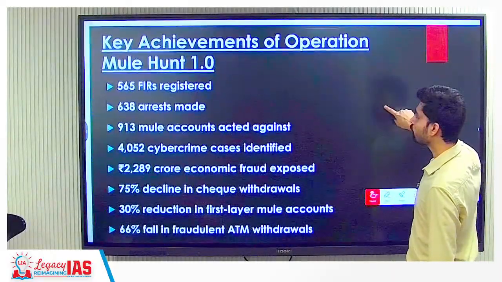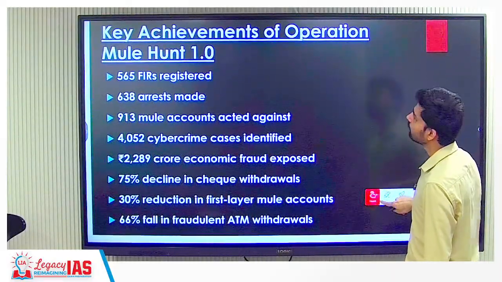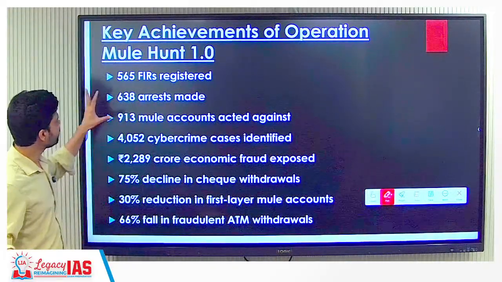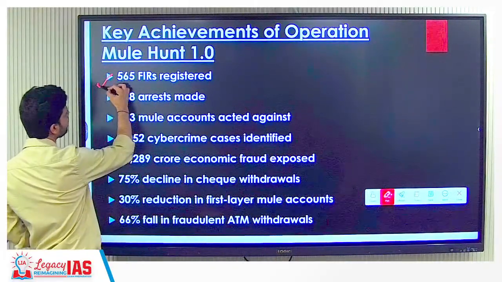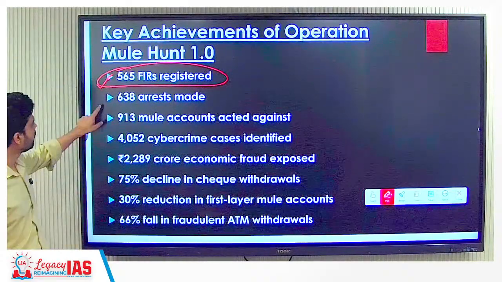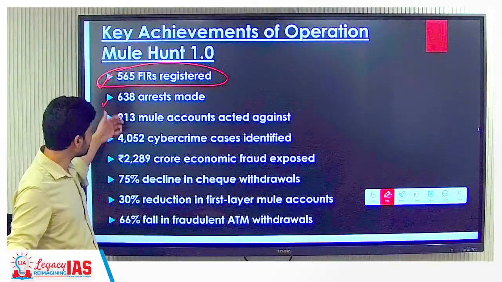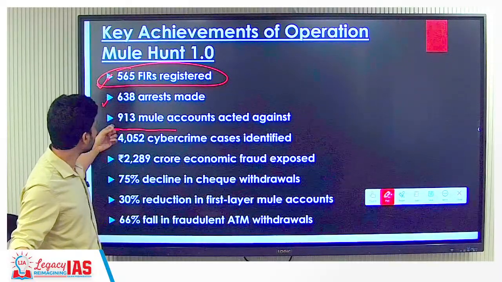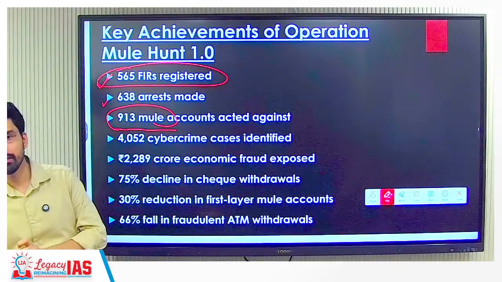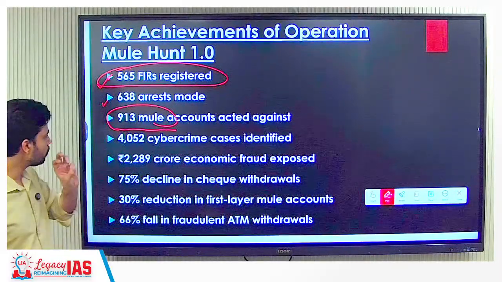Now under this operation, Mule Hunt 1, what are the key achievements? Again, not required to be remembered because it's just data, but to some extent we can understand that the success of this operation can be seen through the numbers. So more than 500 FIRs were registered, over 600 arrests were made. So all these data are there. How many mule accounts were acted against? In total, the Government of Gujarat was able to identify 913 mule accounts which were used for fraud purposes.